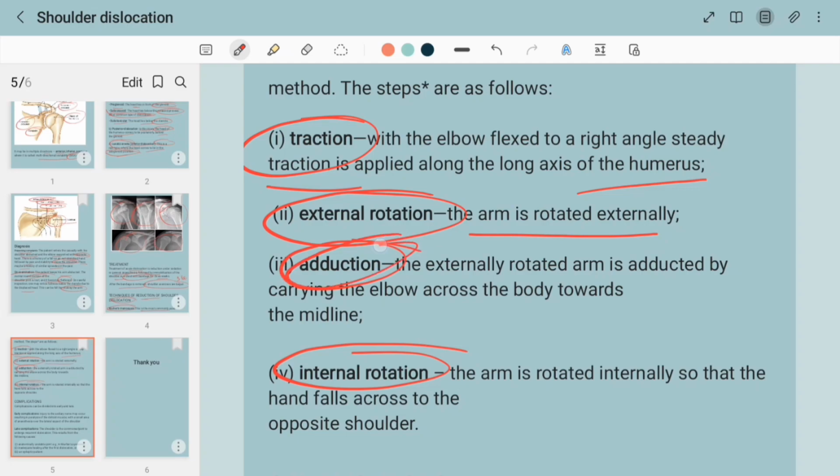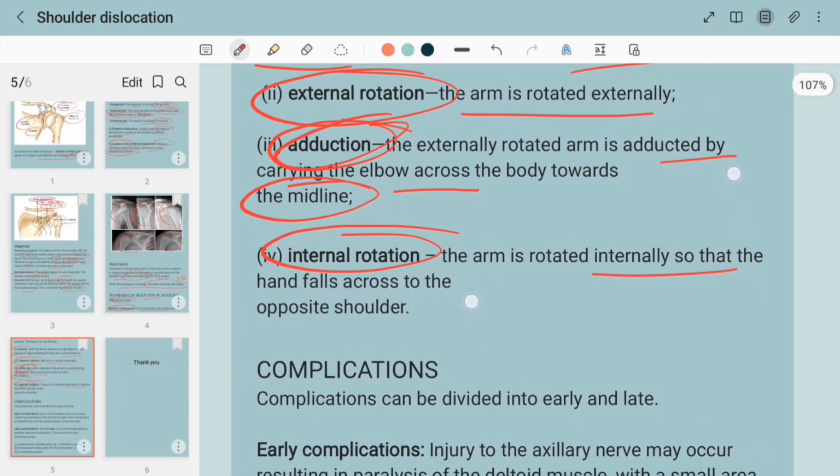And the abduction: at the external rotation, the arm is abducted by carrying the elbow across the body towards the midline. And in the internal rotation, the arm is rotated internally, so the hand falls across the opposite shoulder.